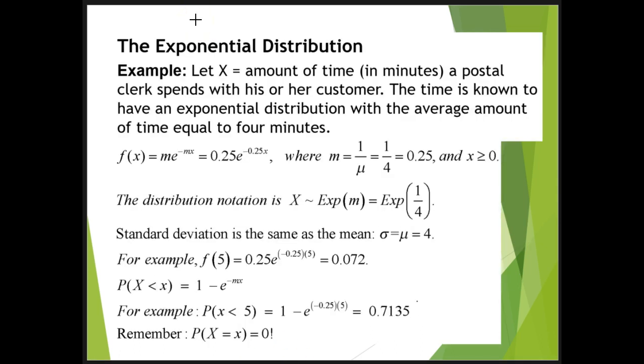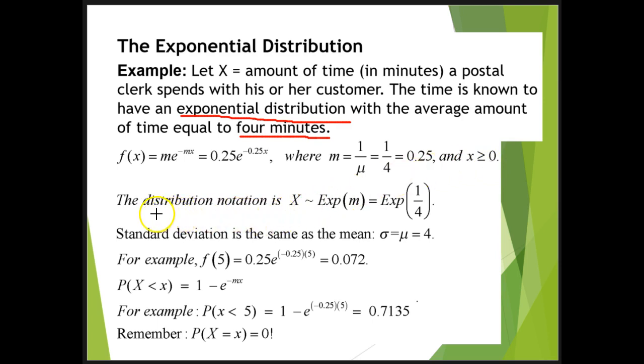All right. Let x equal the amount of time in minutes a postal clerk spends with his or her customer. The time is known to have an exponential distribution with the average amount of time of 4 minutes. So we know that the average, the mean, will be our mu value, which we need down here to figure out m. M is the decay rate. So we are trying to find f of x equals m times e raised to the negative m times x. So we know that m is going to be 1/4 or 0.25, and we know that x is greater than or equal to 0.